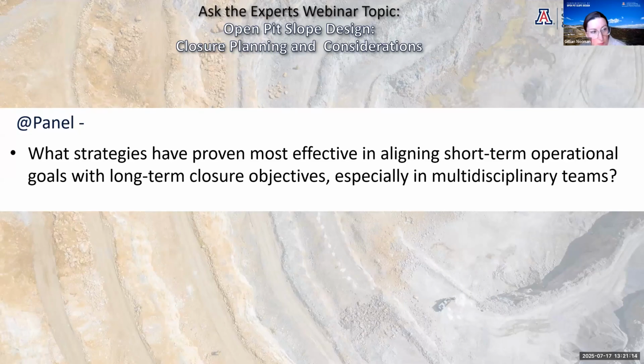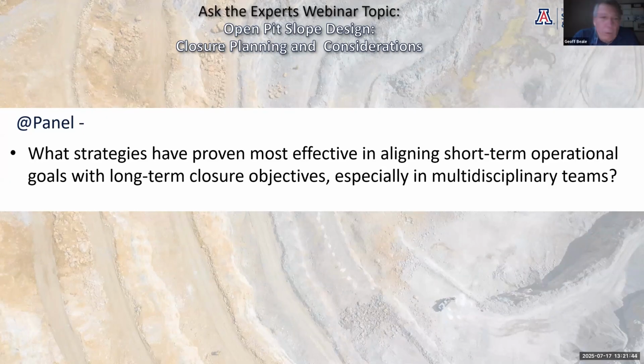The question is, what strategies have proven most effective in aligning short-term operational goals with long-term closure objectives, especially in multidisciplinary teams? So I know we have Jeff and Phil, who do a lot of consulting work, and we have Teo and Miguel, who do work within Vale. Would any of you like to start?